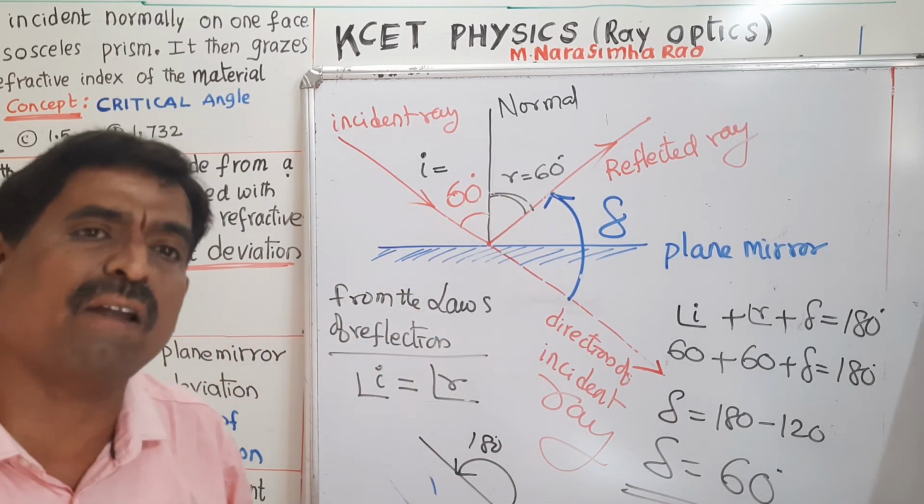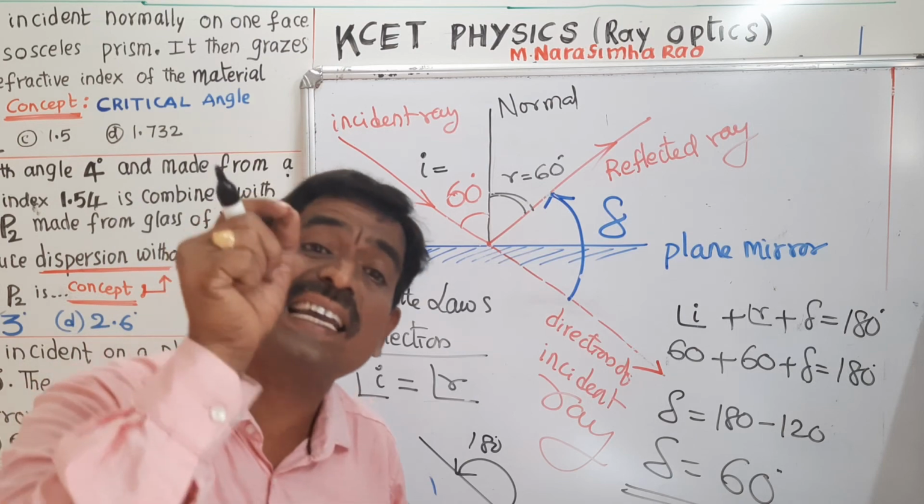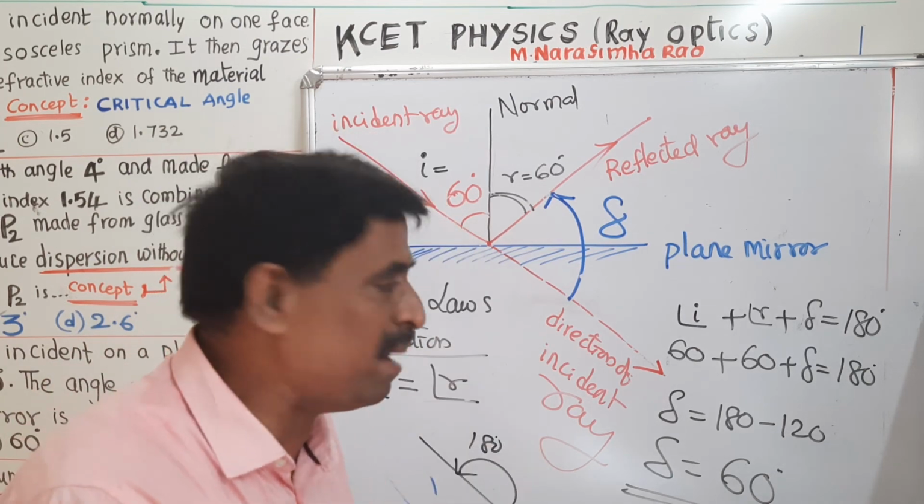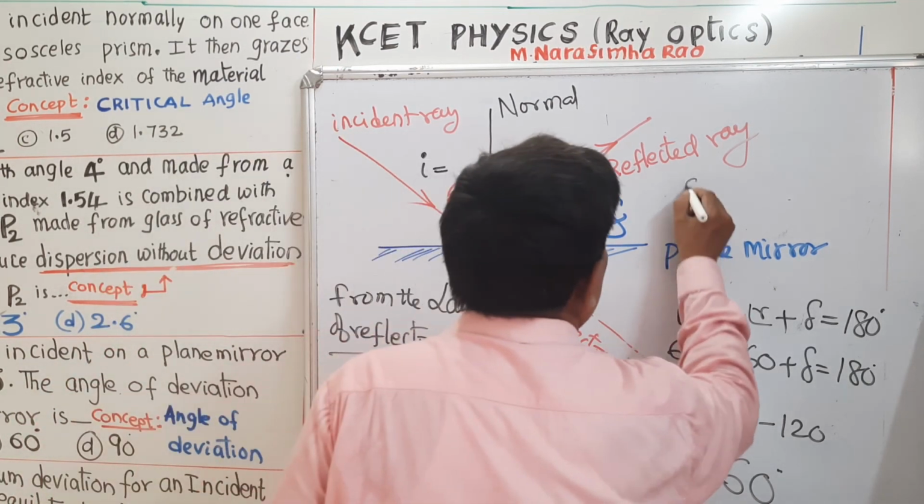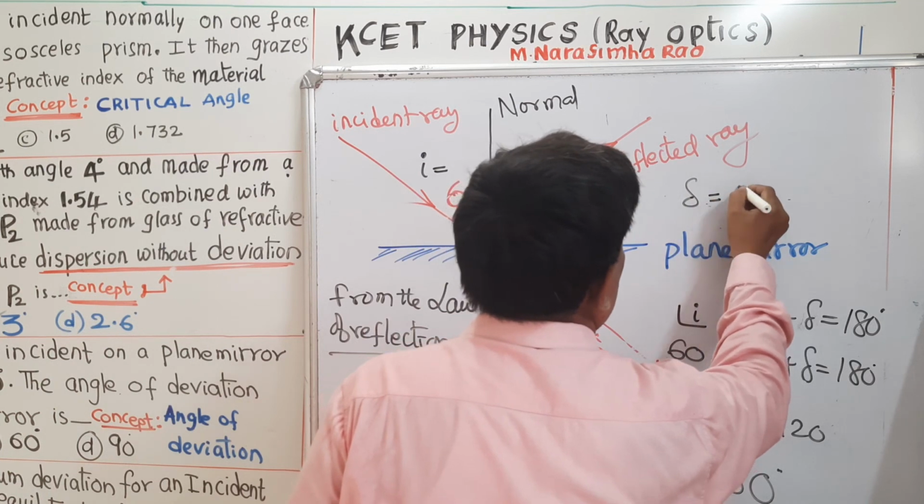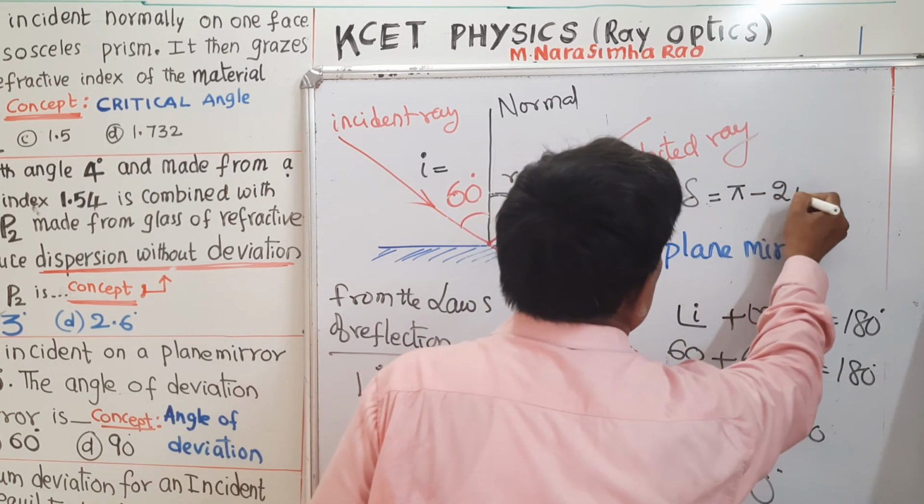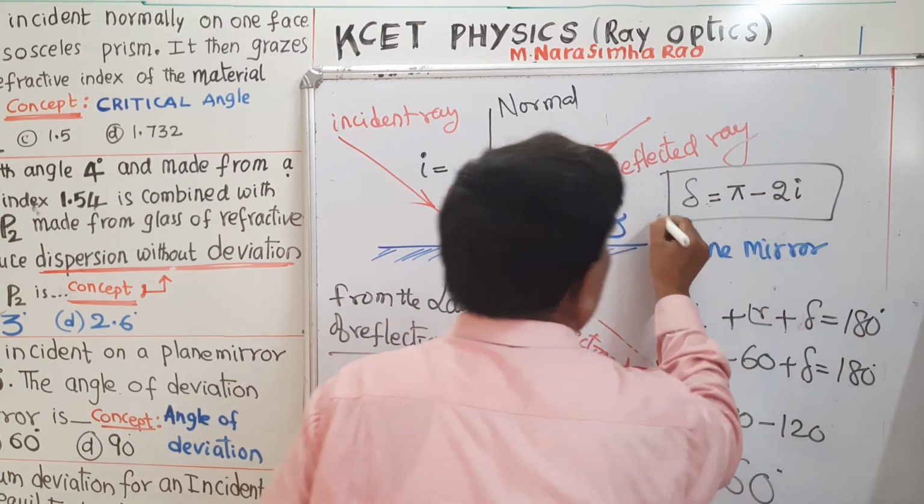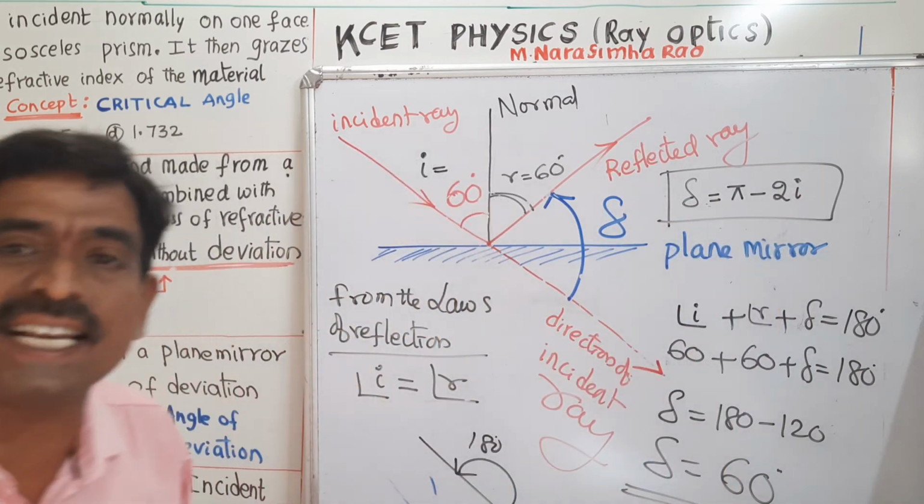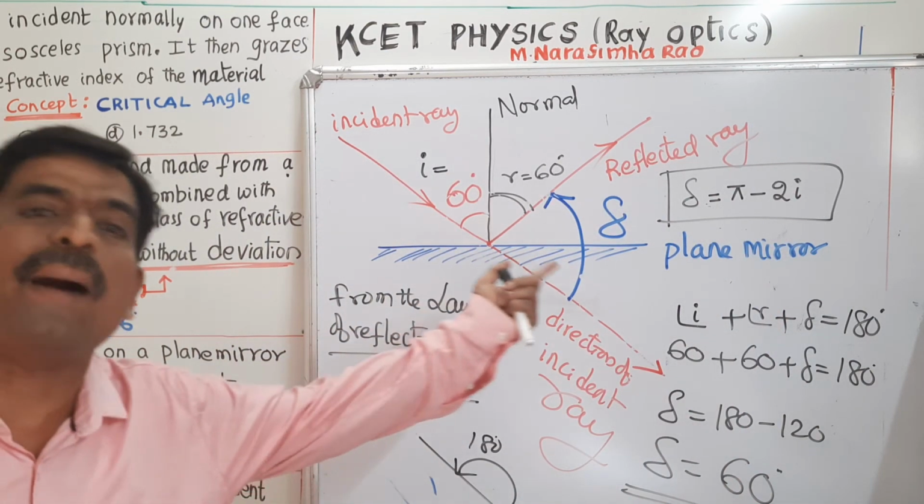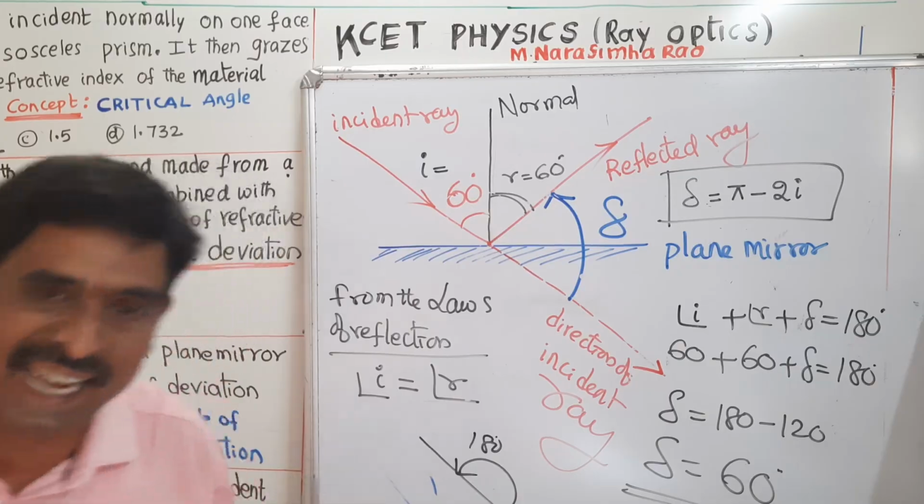Now, you remember one formula. In the case of a single plane mirror, the angle of deviation is equal to pi minus 2i. This is the formula where i represents the angle of incidence. Pi radians means 180 degrees.